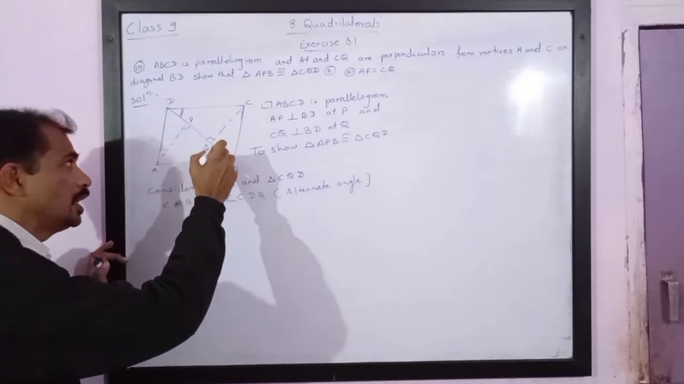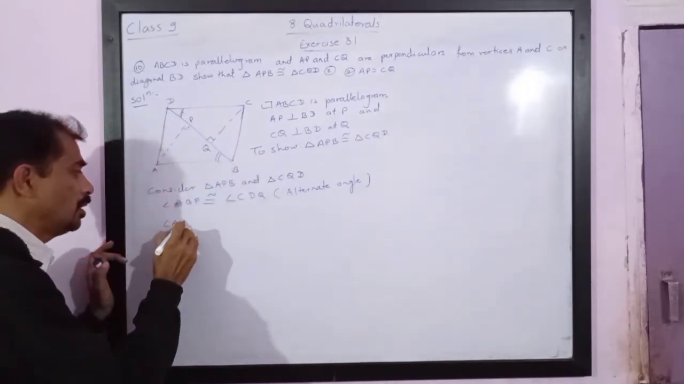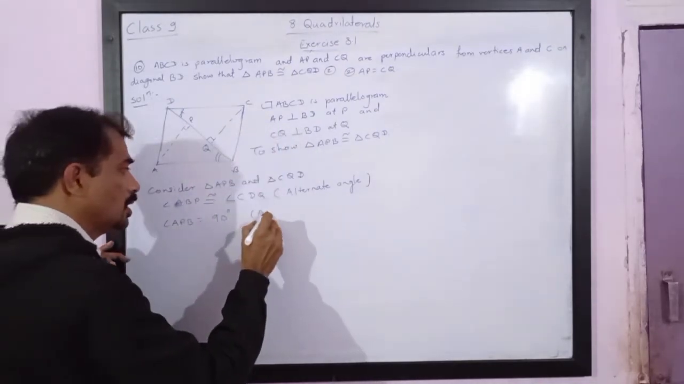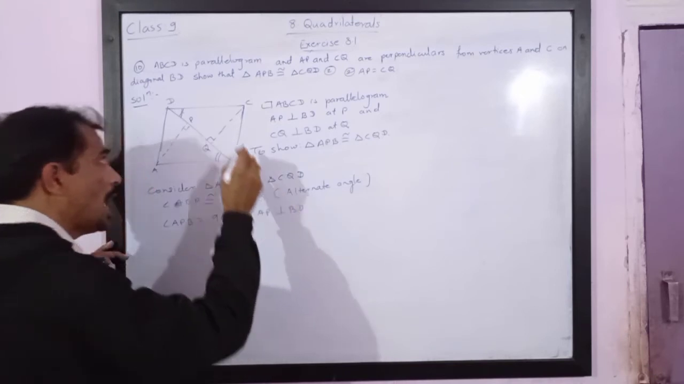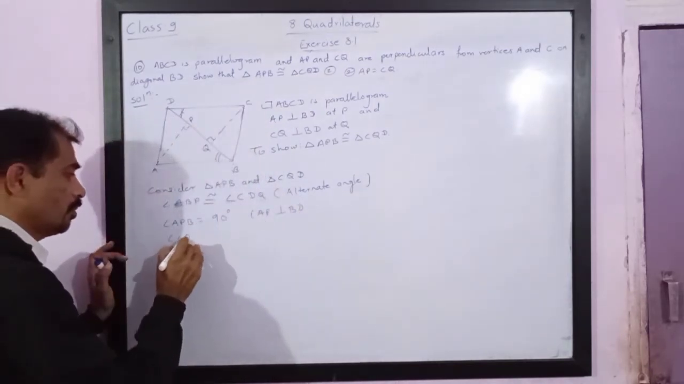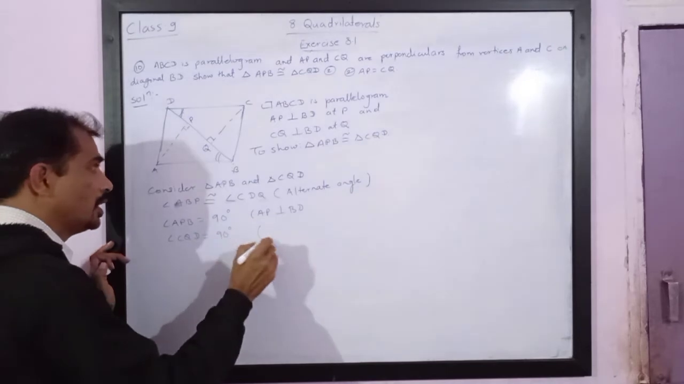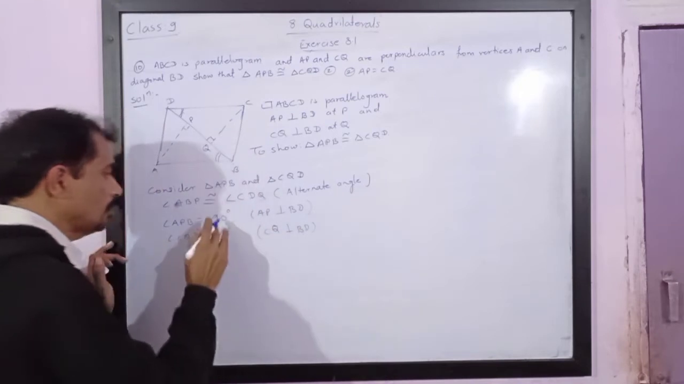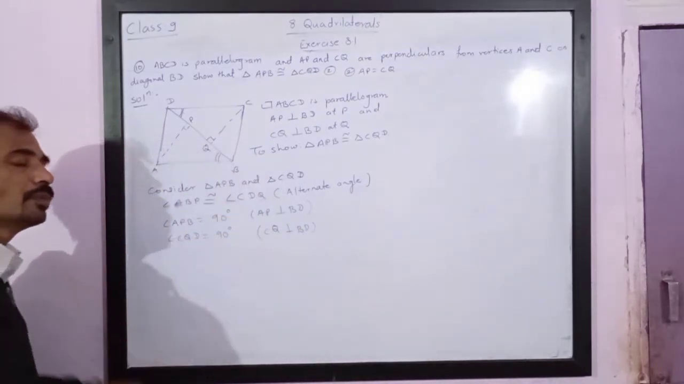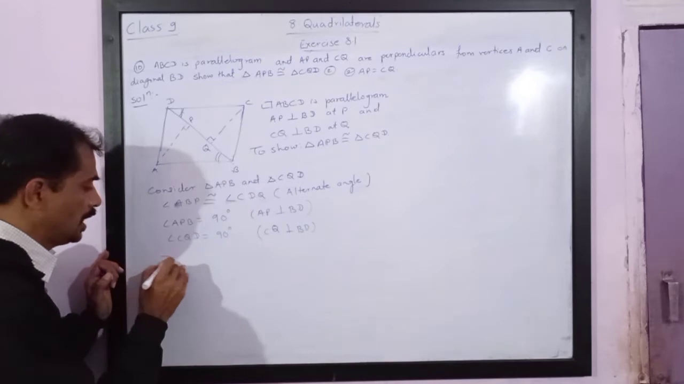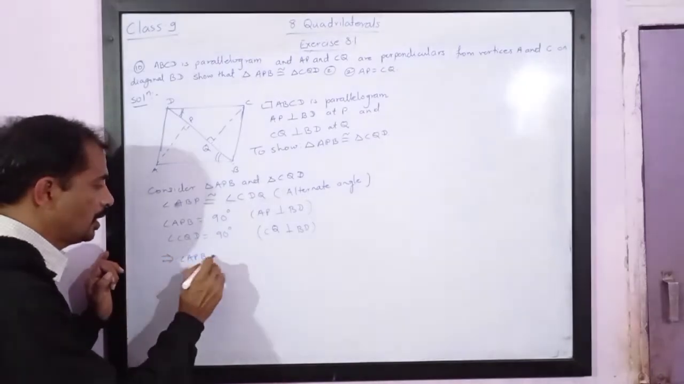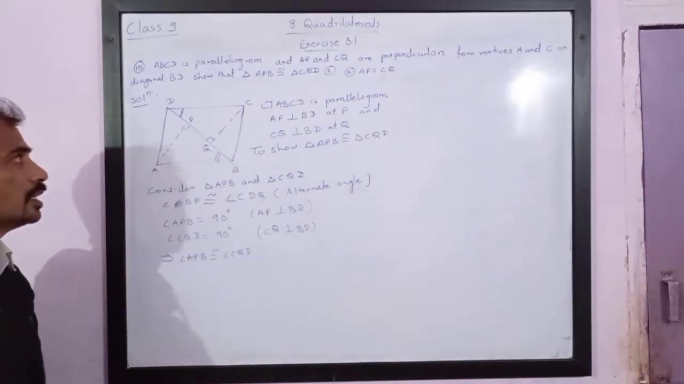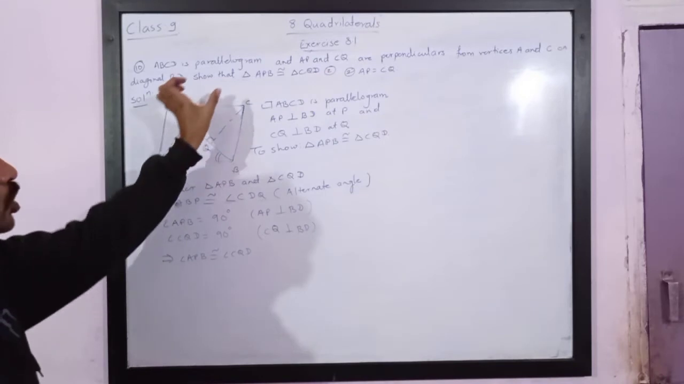Now angle APB is equal to 90 degrees. Reason is we are given AP is perpendicular to BD, and angle CQD also equals 90 degrees. Reason is CQ is perpendicular to BD. Now both angles are 90 degrees, it means both must be equal to one another. Therefore, angle APB is congruent to angle CQD, each is 90 degrees.